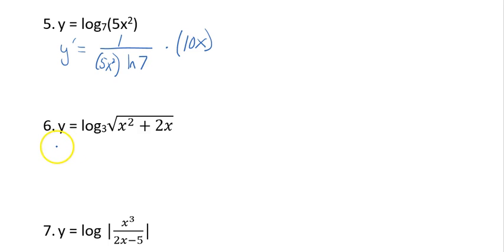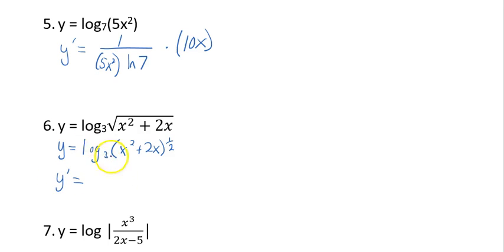Okay, with example 6, before I start to take the derivative, I'm going to rewrite it. And because I'm rewriting it, I'm just going to put y equals, not y prime equals. And I'm going to turn that square root into a 1/2 power. So x squared plus 2x to the 1/2 power. Then I go to my derivative.